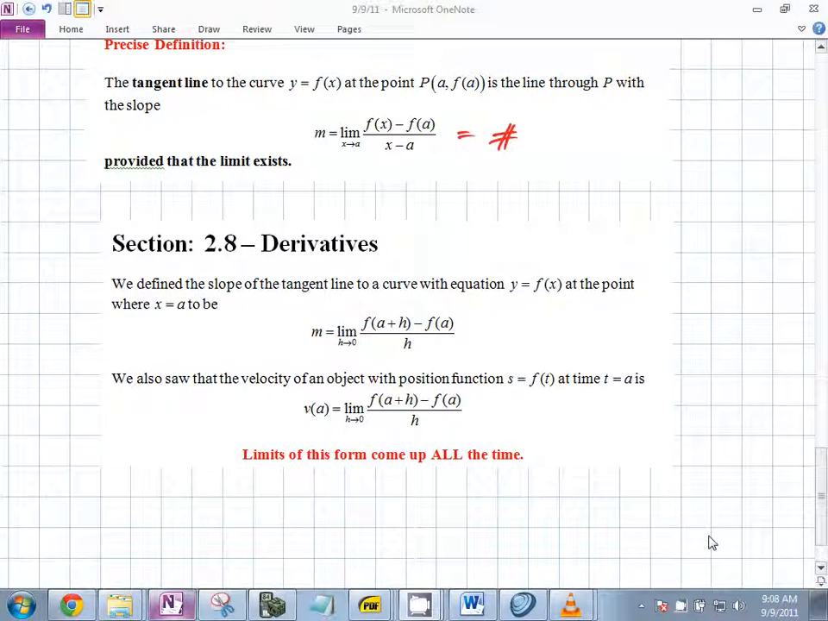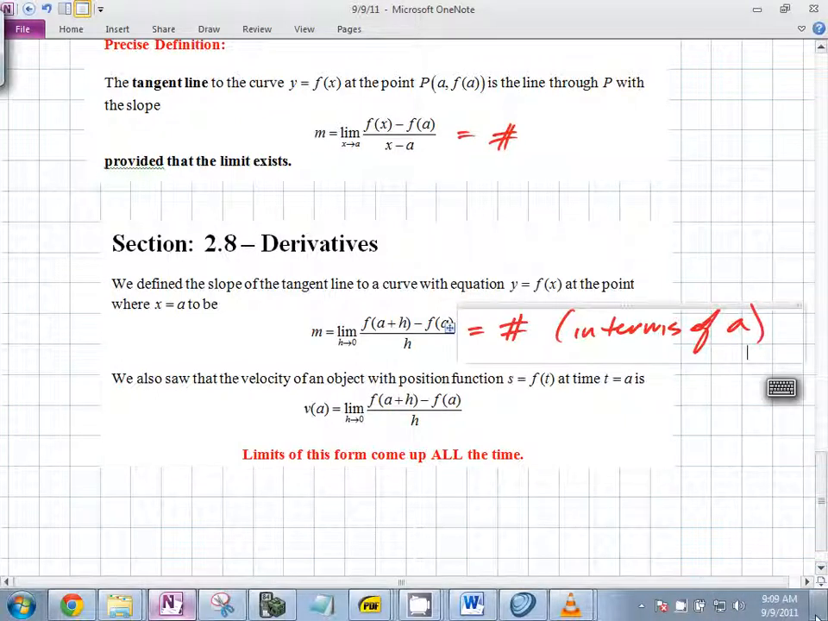As follows, we also saw that the velocity of an object with position s equals f of t at time t is this. Not much changes. What does this equal when you do that out? You get a number. It could be in terms of a, right? We just did that. Why is it useful to have it in terms of a?